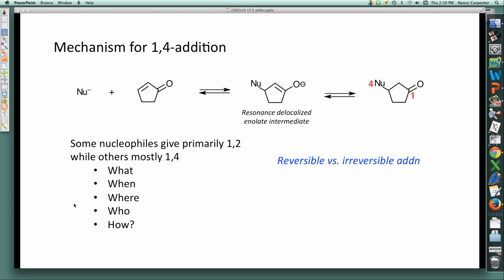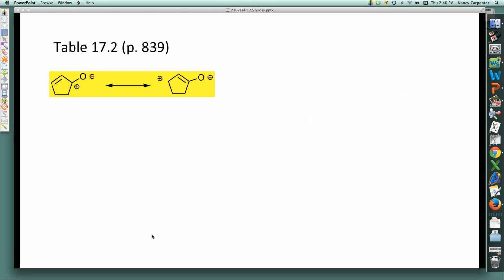The concept of the reversibility of the addition between the nucleophile and the carbonyl. Is it reversible or irreversible? The concept of kinetic versus thermodynamic control, yet again, which we're kind of seeing over and over again. And I will introduce a new way to help you keep this straight, and that is the concept of hard versus soft nucleophiles and electrophiles.